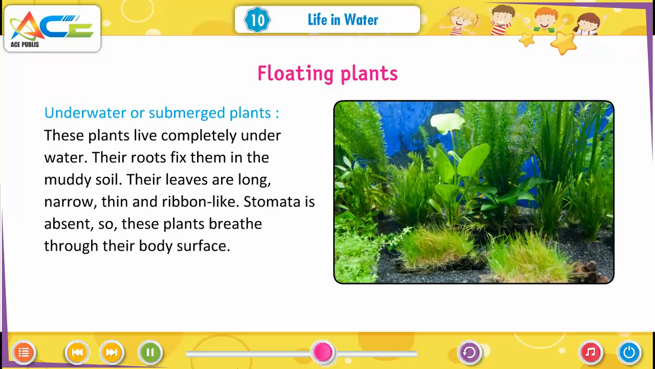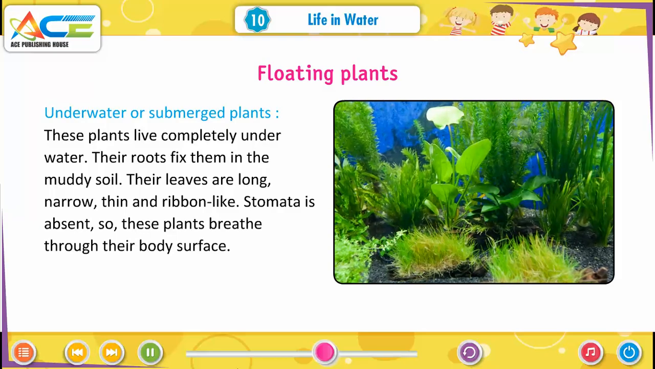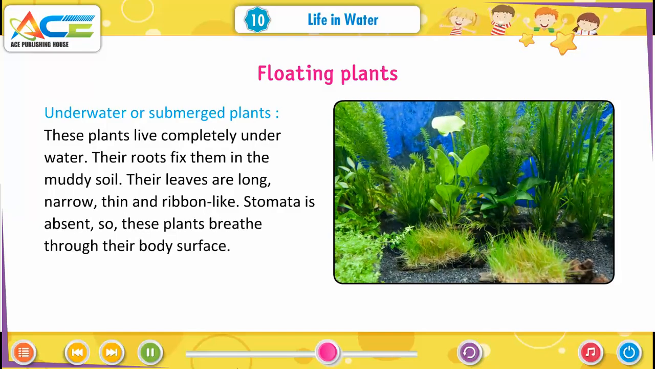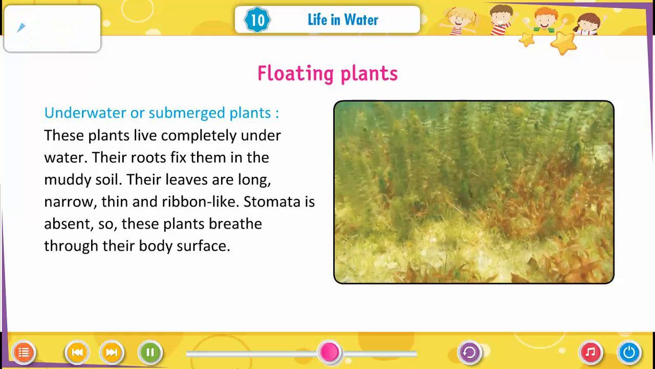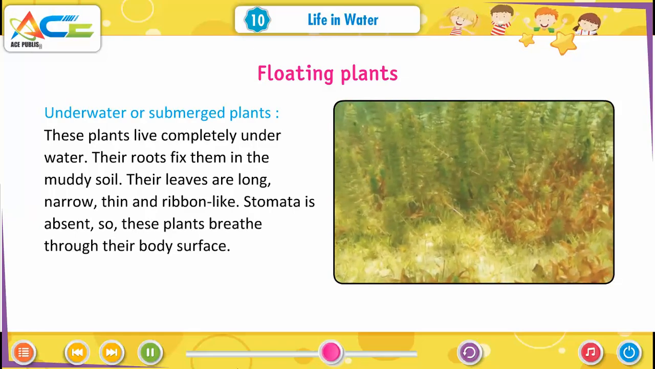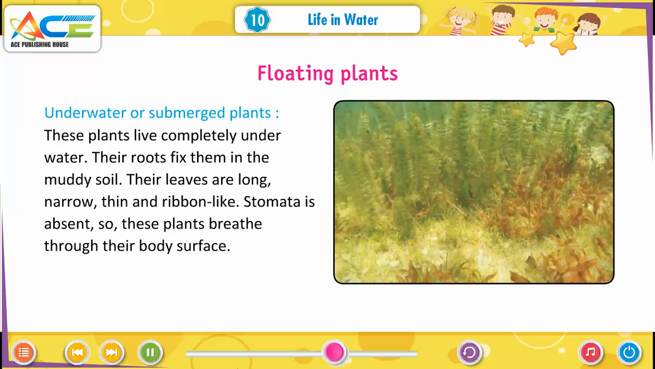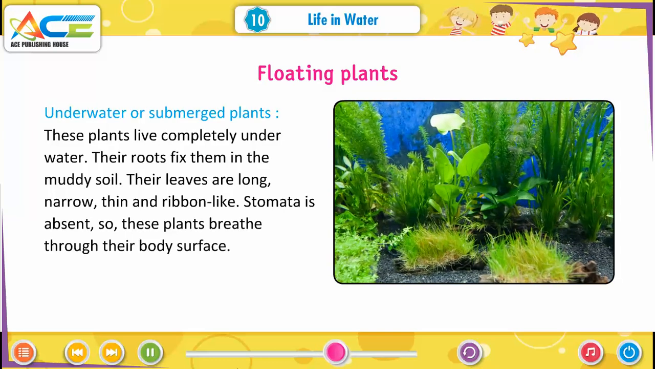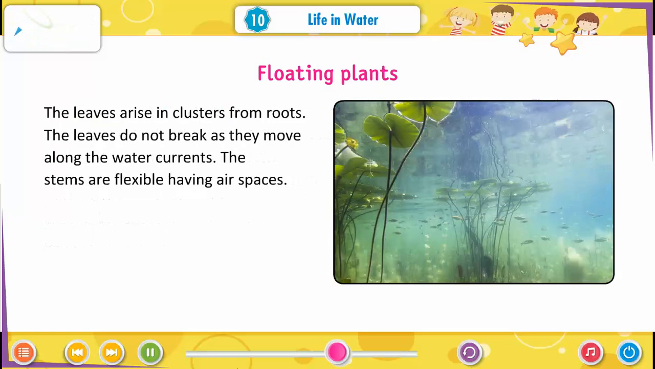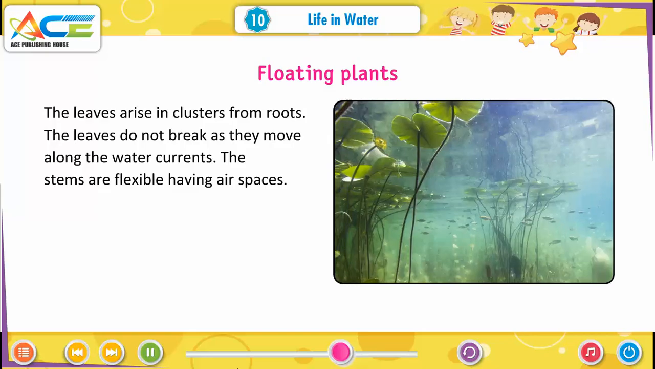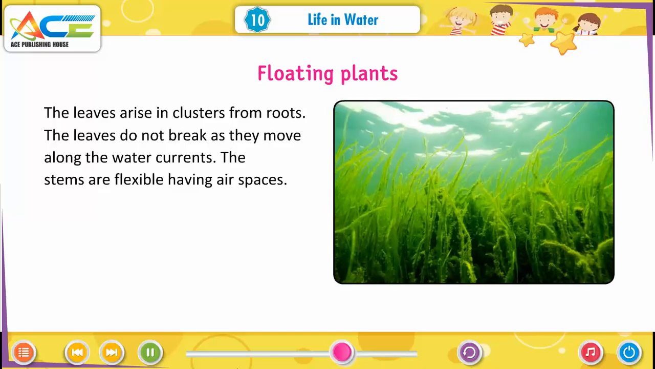Underwater or submerged plants. These plants live completely underwater. Their roots fix them in the muddy soil. Their leaves are long, narrow, thin and ribbon-like. Stomata is absent, so these plants breathe through their body surface. The leaves arise in clusters from roots. The leaves do not break as they move along the water currents.